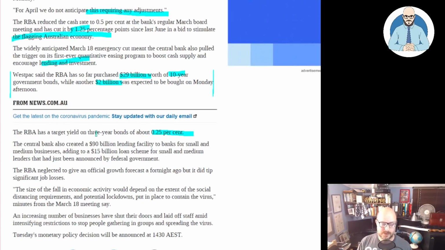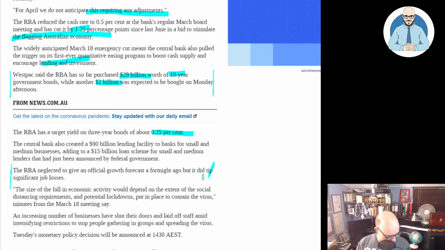The central bank also created a $90 billion lending facility to banks for small and medium businesses, adding to a $15 billion loan scheme for small and medium lenders that had just been announced by the federal government. The RBA neglected to give an official growth forecast a fortnight ago, but it did tip significant job losses.